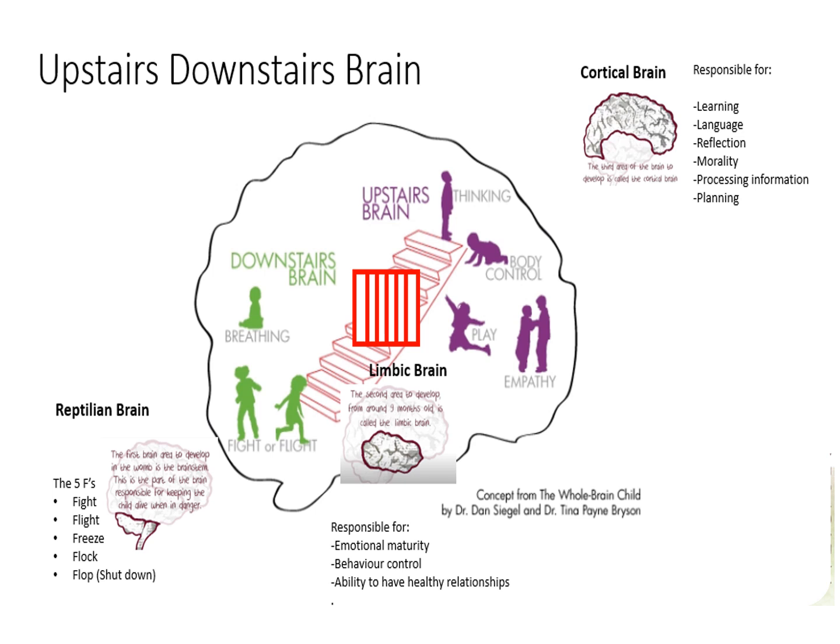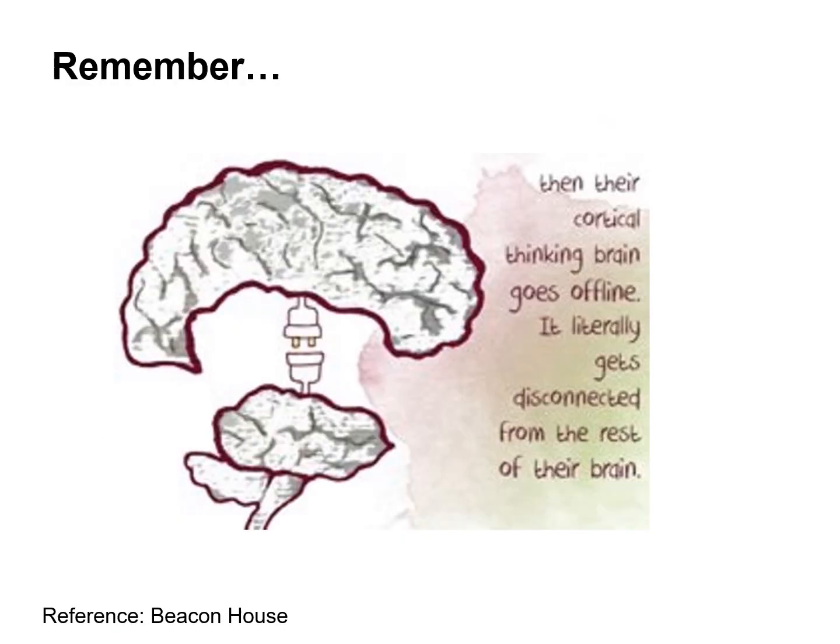However, when we perceive threat within the environment, our amygdala or stairgate shuts and we get stuck in our downstairs brain, which is when we respond in our survival mode, which are the 5 F's: fight, flight, freeze, flock and flop or shut down. When this happens, our cortical thinking brain goes offline. It literally gets disconnected from the rest of our brain, so the ability to learn, access language, reflect, process information and plan is not accessible to us.